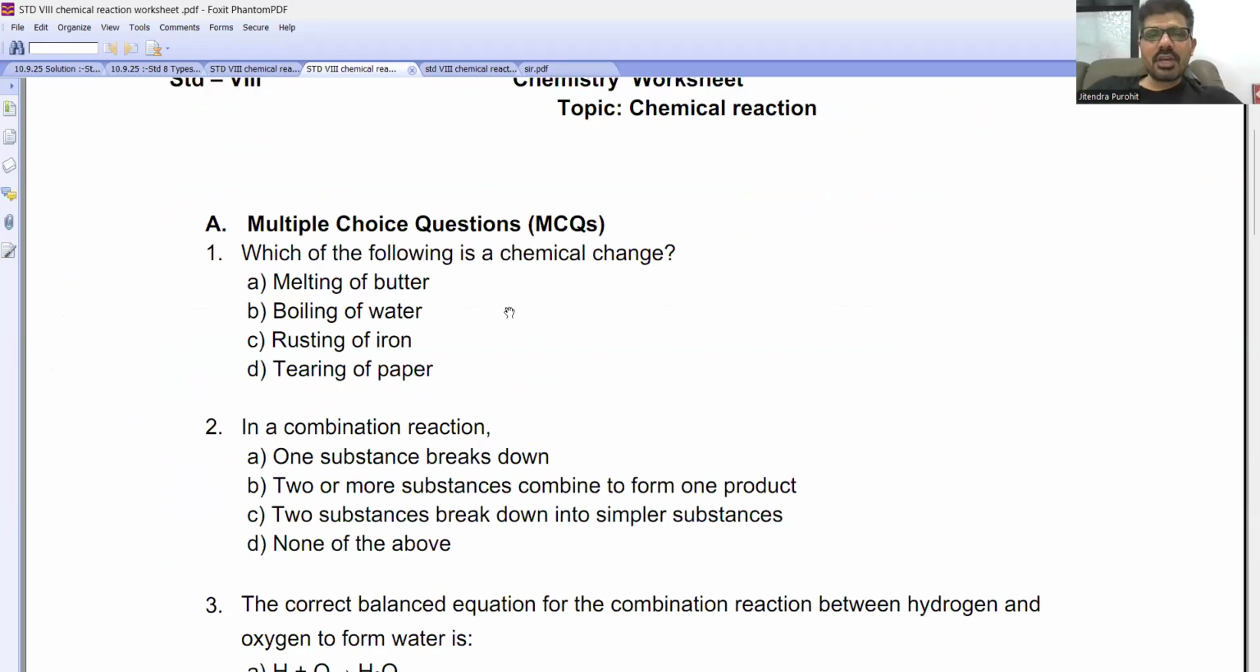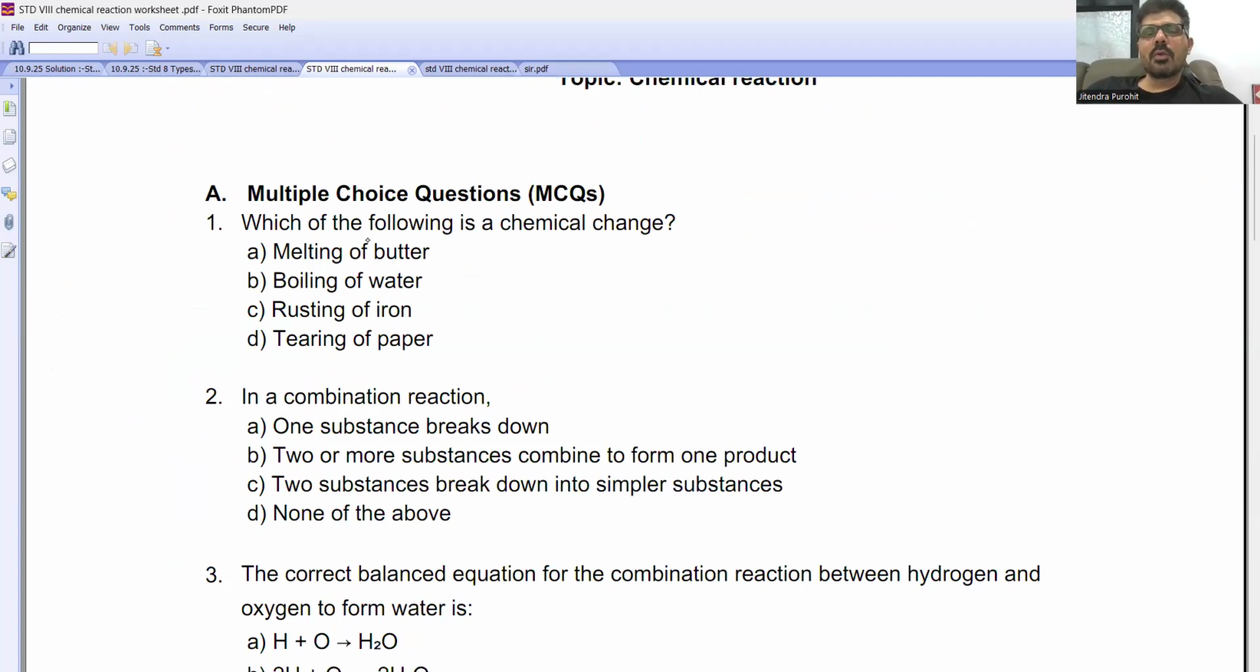Next worksheet we are going to go. Which of the following is a chemical change? Butter melts. Oh my god, pav bhaji will make and will make. But butter is melting, so no chemical change. Water is boiling, so no chemical change. Paper you are tearing, no chemical change. But rusting of iron is a chemical change because a new compound is formed.